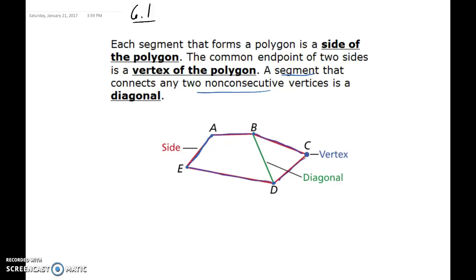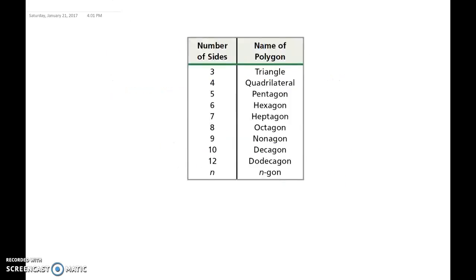So let's go through. They already drew a diagonal for us going from B to D, and B and C are consecutive, so we can't draw any diagonals there. So another diagonal that we can draw is from D to A, and we can't draw a diagonal here from D to E. All right, so we are going to use this now in order to come up with our question in a second.